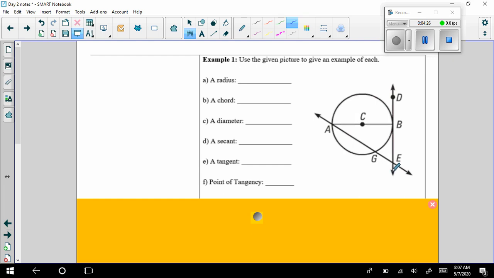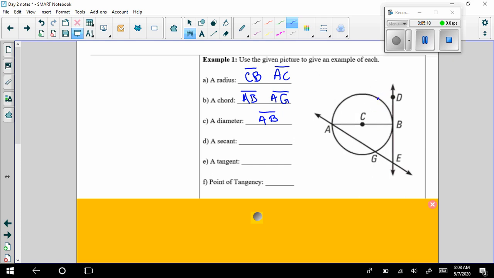Okay, so looking at the circle, you would need to be able to name each of these items in this diagram. So multiple answers for several of them. A radius, you could say CB or BC. Remember, the order doesn't matter there. Or you could say AC or CA. So either of those answers are fine. A chord also has multiple answers, but remember, notation matters here. So AB is a chord, and AG could be a chord. A diameter on this diagram, there's only one answer, it's AB.